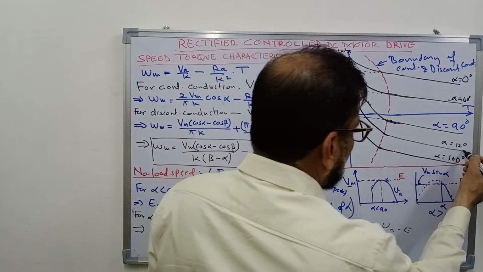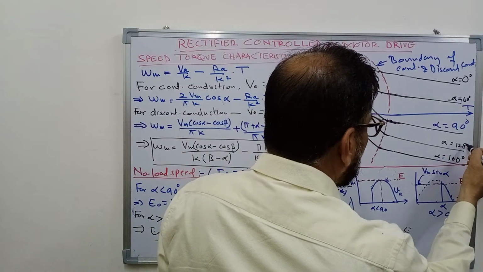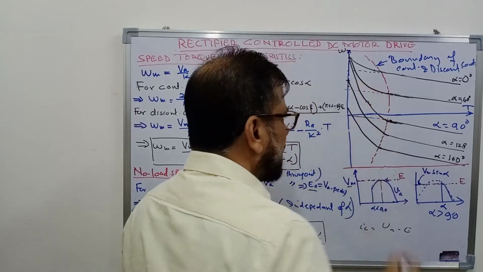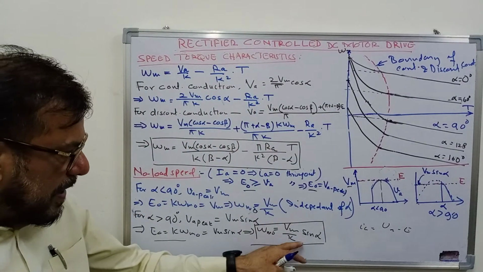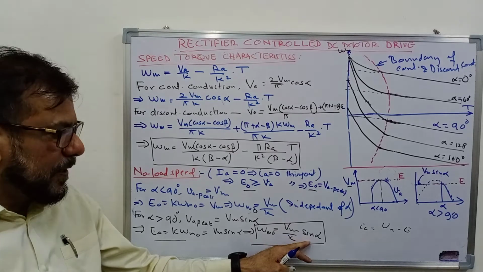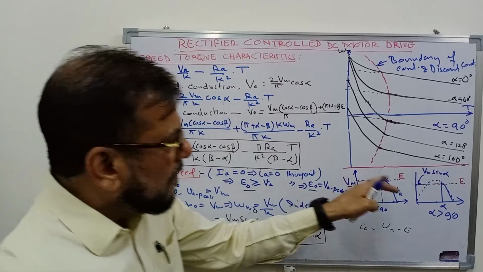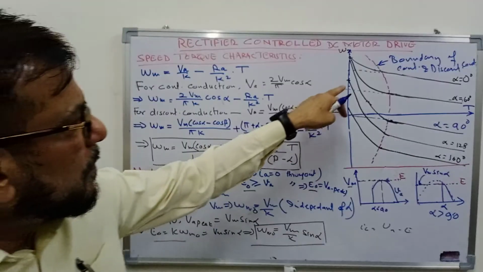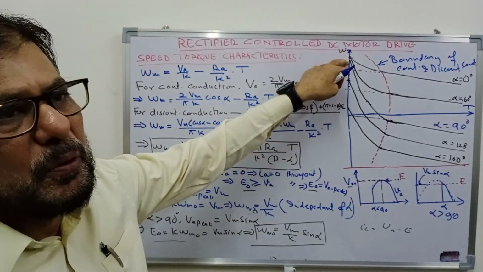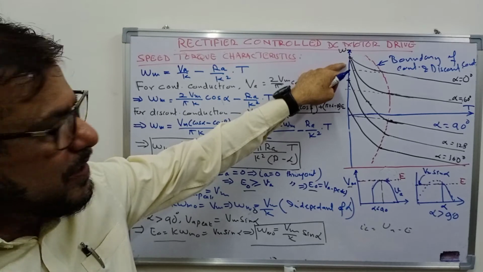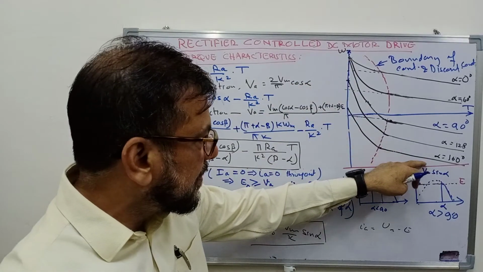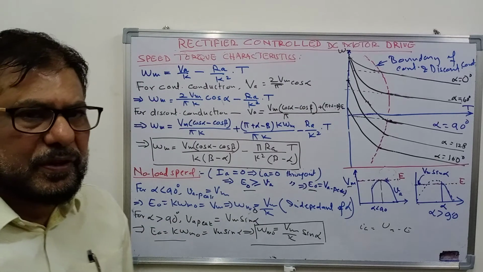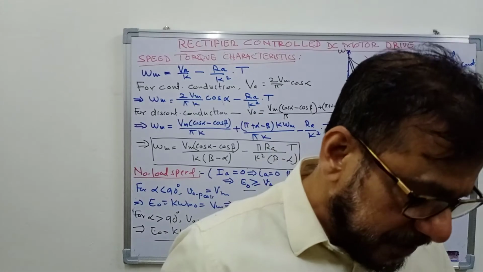So you can say that for 120 degrees, this is the characteristic, and the no load speed is Vm by K sin alpha. If alpha is 120 degrees, sin alpha will be root 3 by 2, so it will be that much less than the no load speed for alpha less than 90 degrees. Similarly for 160 degrees, this may be the characteristic. So this is the characteristic of a rectifier controlled DC motor drive.